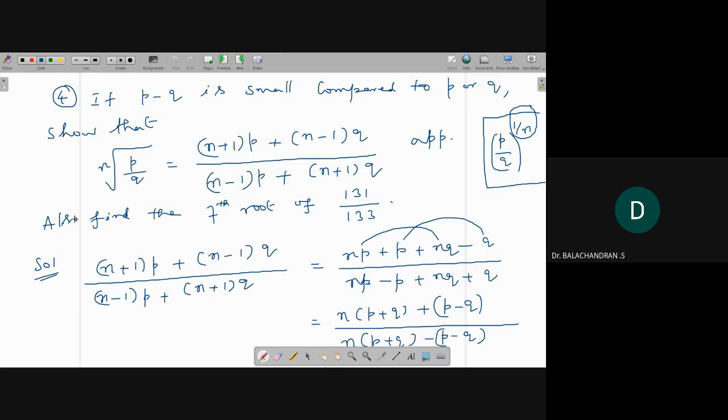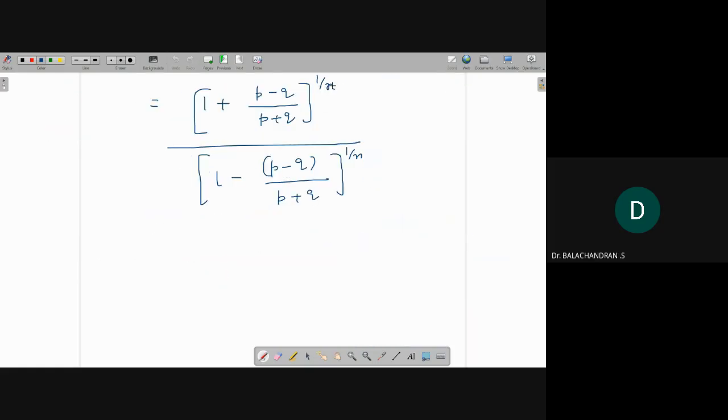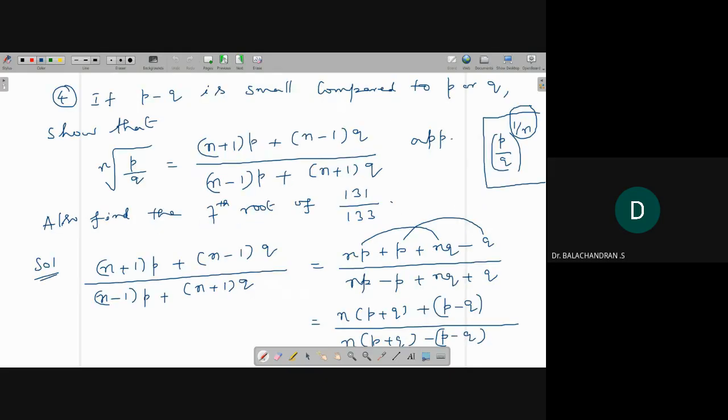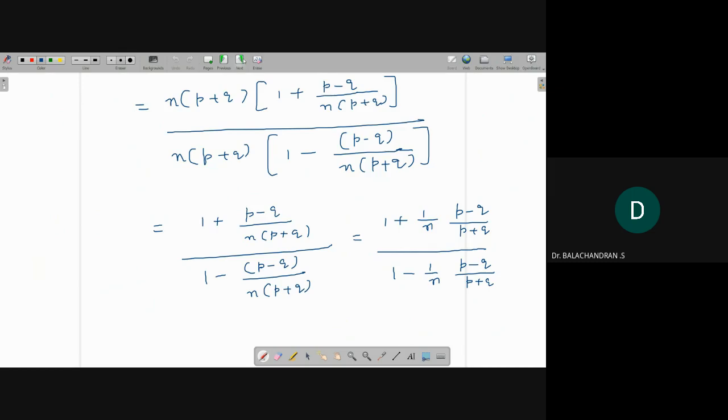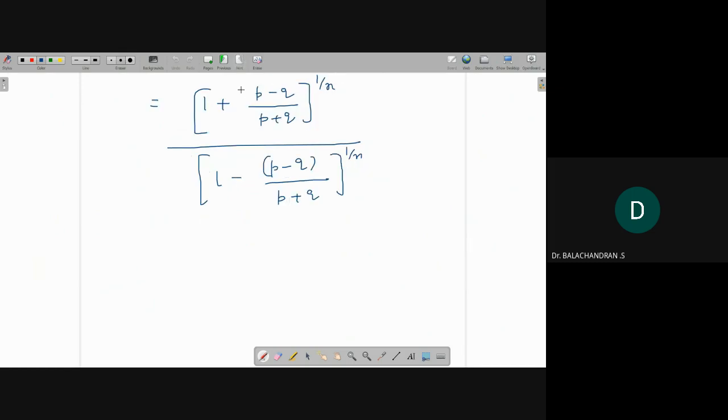Because of this, we are writing only the first term. If we expand this, we get the first term: 1 plus nx equal to 1 plus x whole power n. But what is given here? P minus q is small compared to p or q. So we are using that condition. So that means the next term is very small, and that's why we don't consider it.